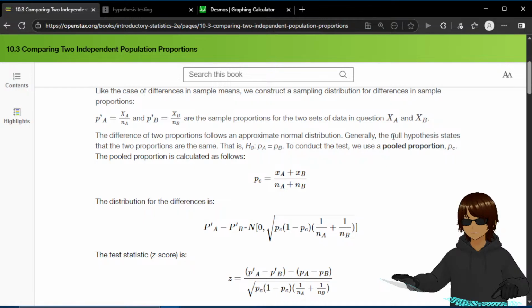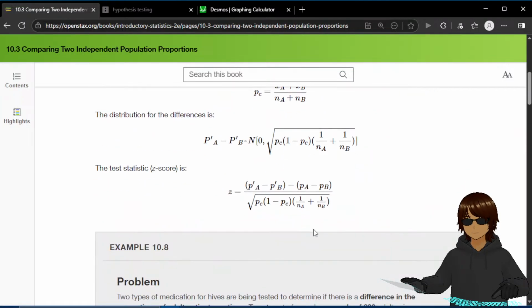To conduct the test, we use a pooled proportion, PC. The distribution for the differences, proportion A minus proportion B, is distributed like this. The test statistic Z score is Z equals this minus this over this.